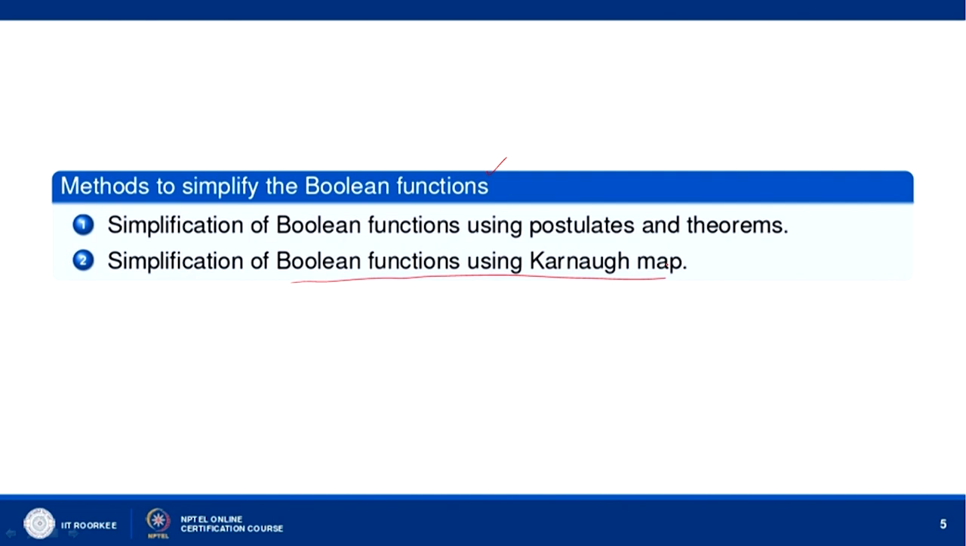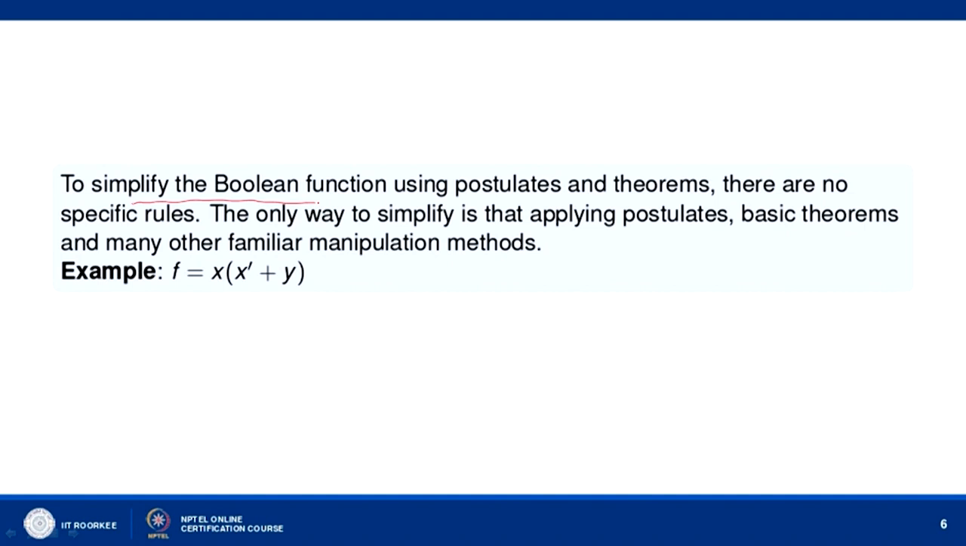Now let us say to simplify the Boolean function, if you use postulates and theorems, then there are no specific rules. The only way to simplify is that we apply postulates and basic theorems and some other manipulation methods to arrive at the simplification of the given Boolean expression. For example, let us consider f equal to x into x dash plus y. Then we can simplify this. So, f is equal to, we use the distributive law, a star b plus c equal to a star b plus a star c.